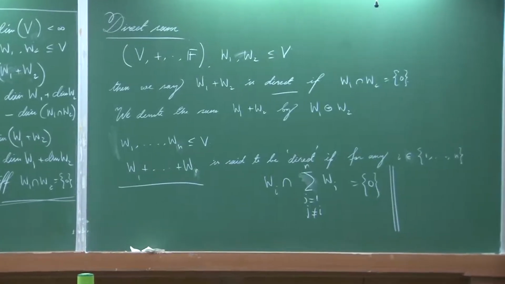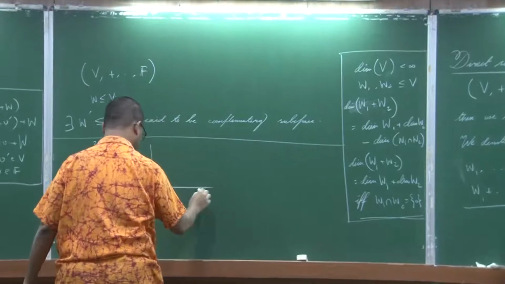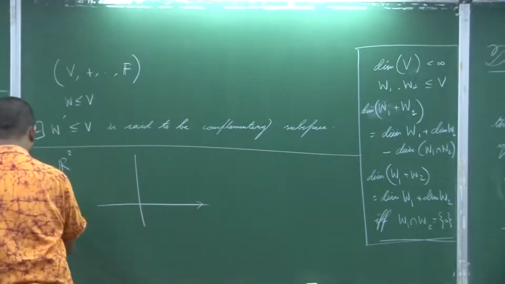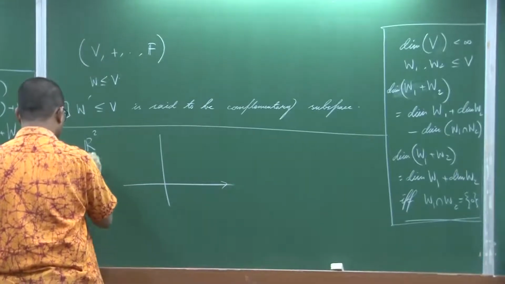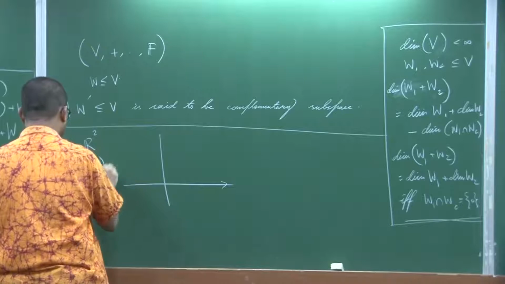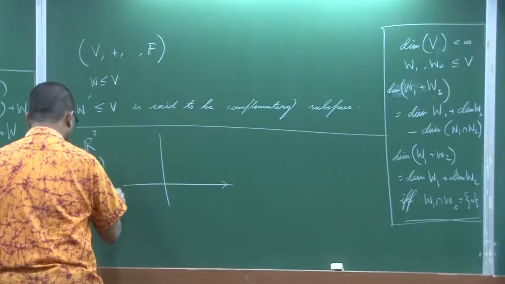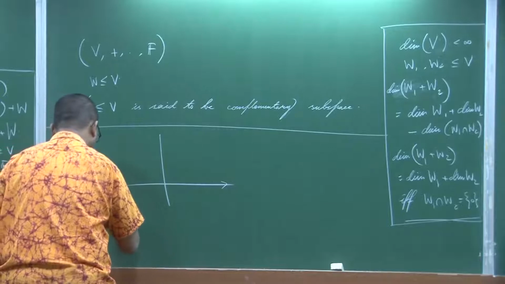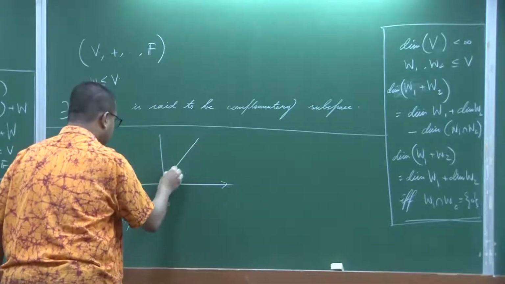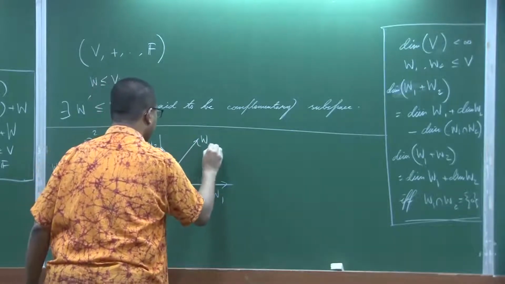So, we will come to that later. I need to define direct sum. So, suppose in R2 my W1 is, let us say, the x axis, so W1 is nothing but the linear span of E1, W2 is the y axis, the linear span of E2, and let us set W3 to be the linear span of E1 plus E2. So, geometrically it will be this line. So, this is my W1, this is W2 and this is W3.